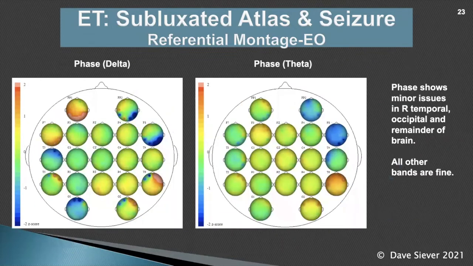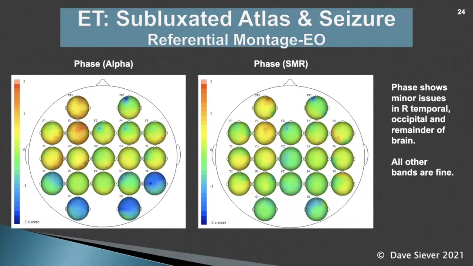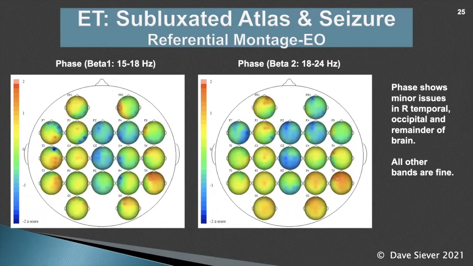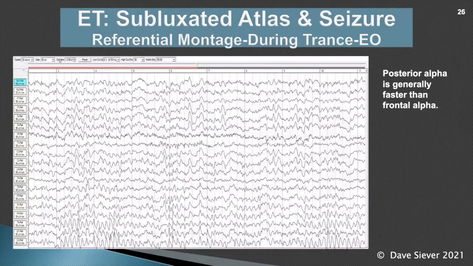Overall, we see a few little phase issues. We see a frontal posterior phase issue that shows up a bit in the delta band, in the theta band a little bit, in the alpha band a little bit, not in the SMR band. And a little bit of phase issue going around in the beta bands as well. But this is nothing very strong, and it wouldn't really be clinical at all. So that's what that is.